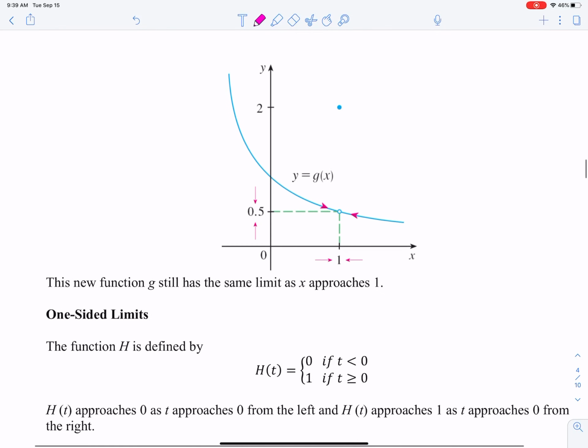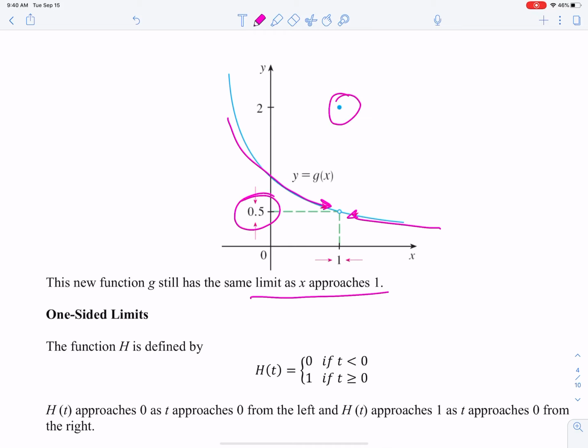All right, so this is that graph now. Here's that piecewise defined function, that extra piece they threw in there. But it's still the same limit, right? As x approaches 1, follow it from the left, from the right. It doesn't matter what the function value is. We're still approaching the function value of 0.5. So the limit is still 0.5.